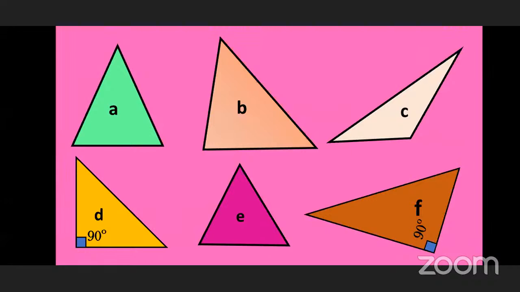And one more thing is there, children. The 90 degree measure is also written. Square is also there and the measure is also written. So triangle D and triangle F, both these triangles are right angled triangles.